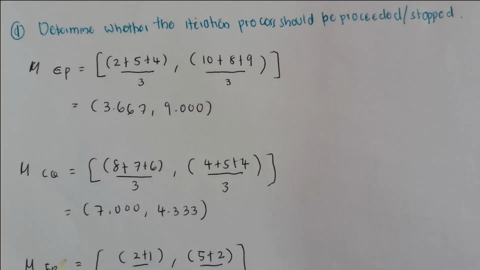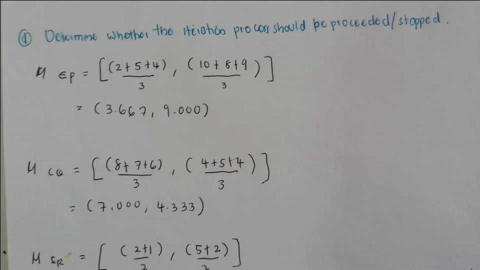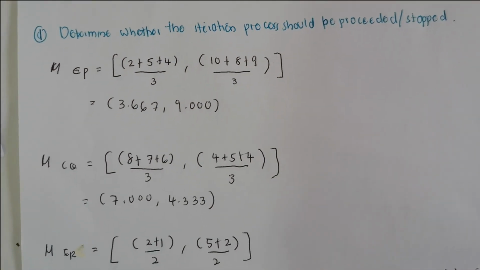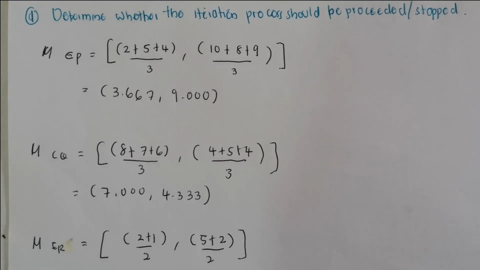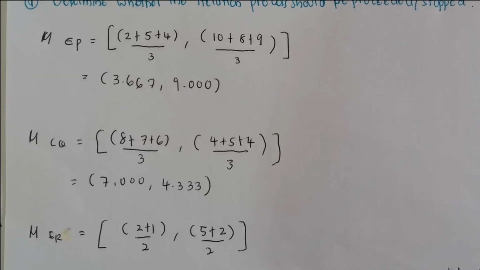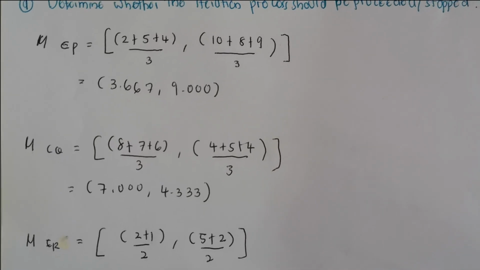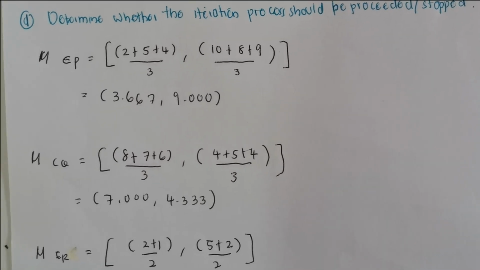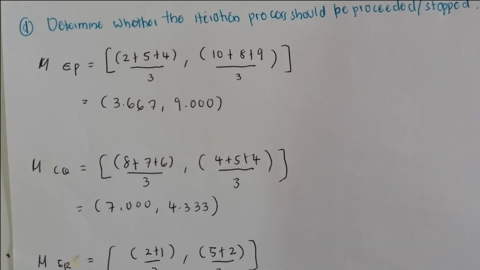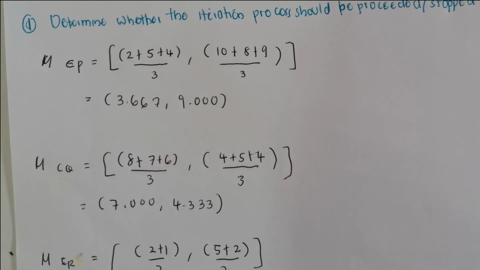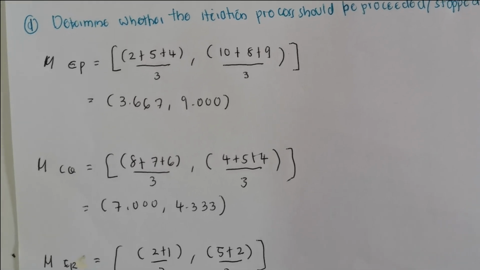Okay, for the last question, D, determine whether the iteration process should be proceeded or stopped and state the reason. So, to find whether the iteration process should be proceeded or stopped, we need to further the calculation of centroid mean. If it is the same, it doesn't change, that means we can stop. If it's not similar or has changed, then we have to proceed with the iteration process.